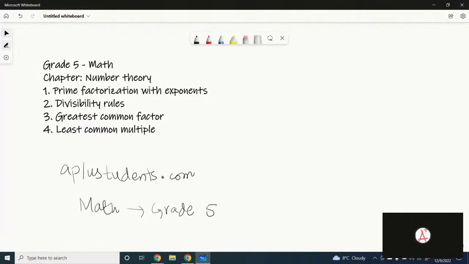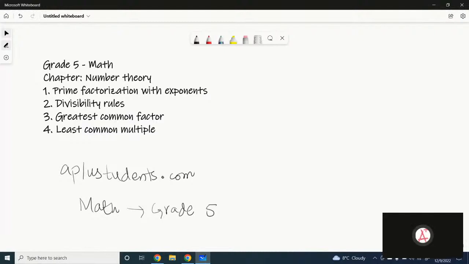Got it? So we are already working on chapter number 30. So here is the list of the lessons we are going to cover today. They are prime factorization with exponents, divisibility rules, greatest common factor, and least common multiples. Got it? So let's just start with the first topic.